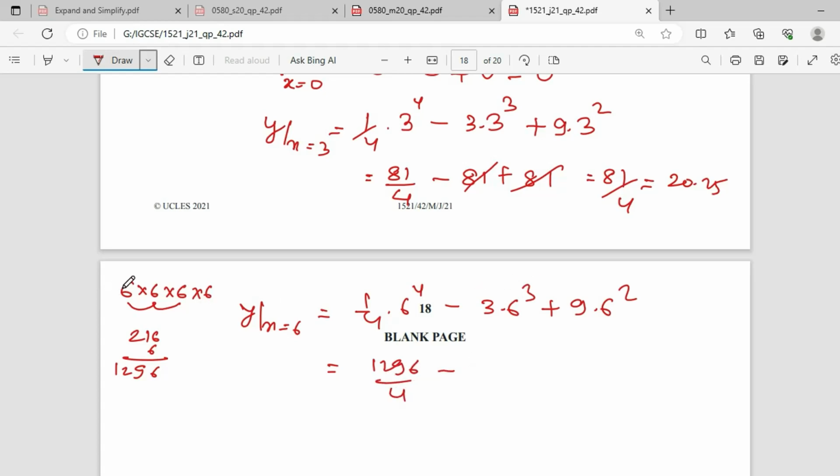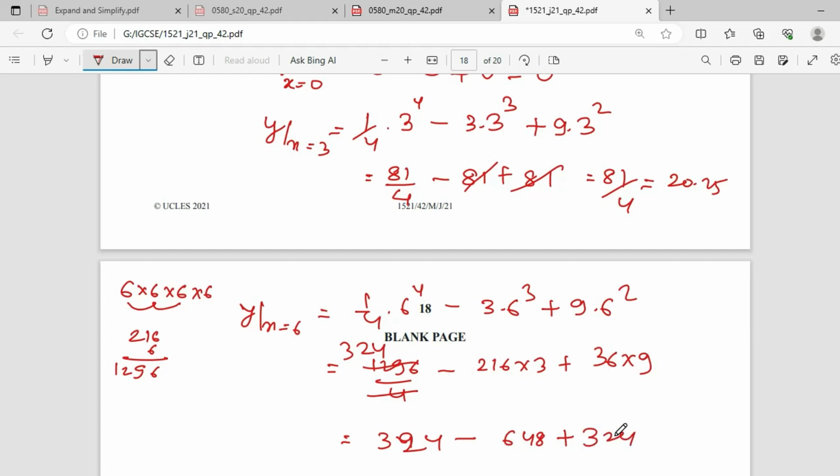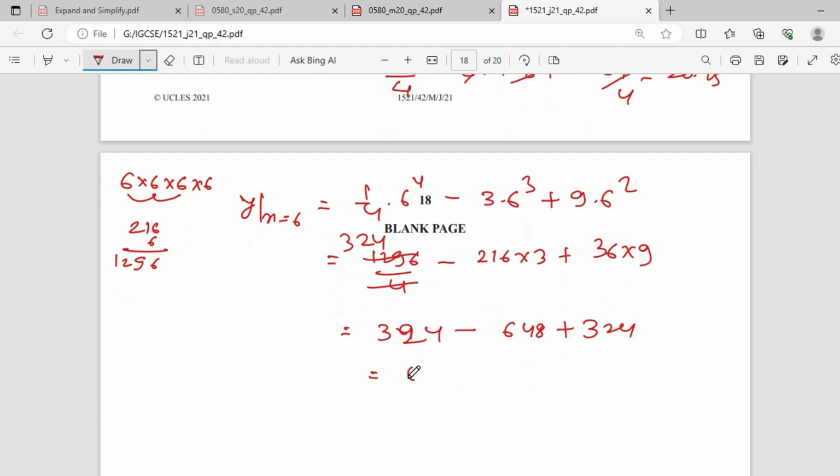Again 216. So 216 into 3 plus 36 into 9. Let's divide this: 4 into 3, 12, 4 into 2, 8, so 324, minus 3 into 6, 18... plus 9 into 6, 54... this is again 324. So now our answer is 648 minus 648, which is going to be 0.